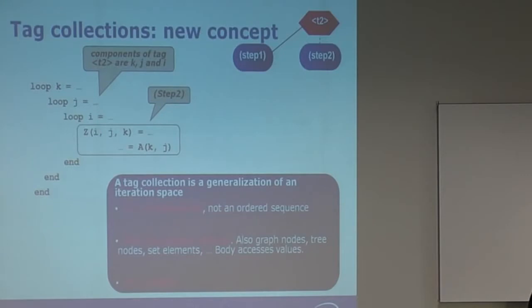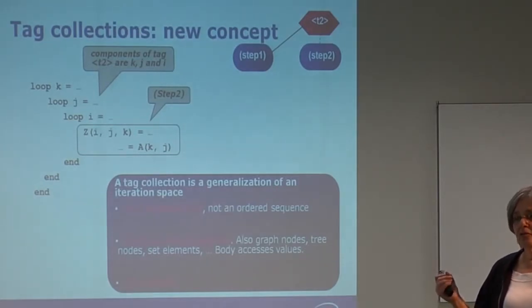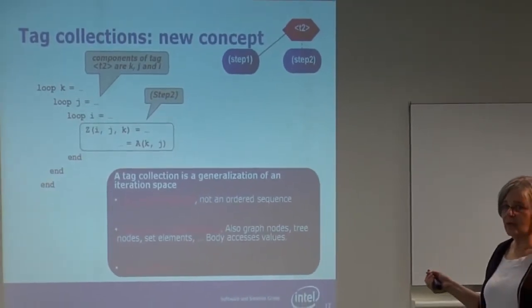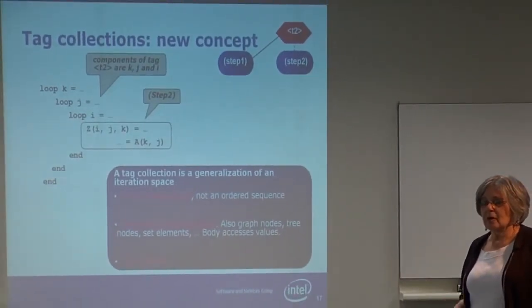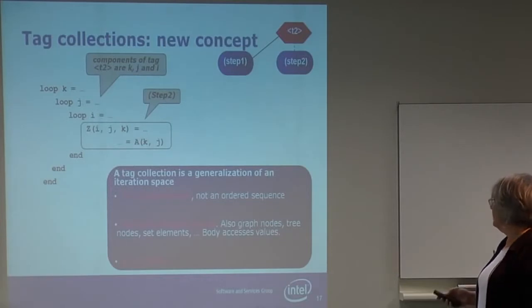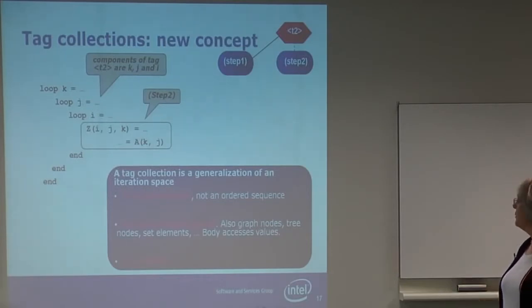So what that means is you're going to put tags into this tag collection in some order, each tag at some time. It doesn't mean that you're going to execute the code immediately or even in that order. The order is then constrained also by data dependencies, but it's not necessarily the order in which you put the tags into the collection.